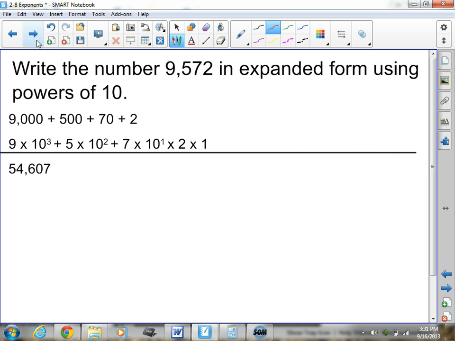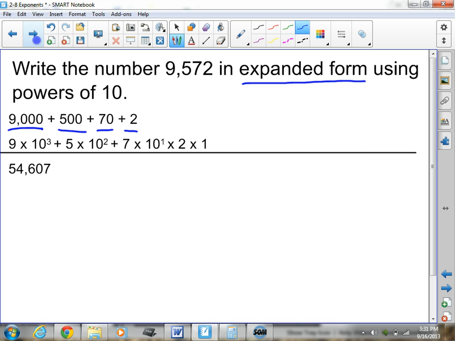Write the number 9,572 in expanded form using powers of 10. Now, this gets a little more tricky. I know that we have learned expanded form in the past. So I'm going to start by writing my number in expanded form. 9,572: I have 9,000 plus 500 plus 70 plus 2. That's written in expanded form.